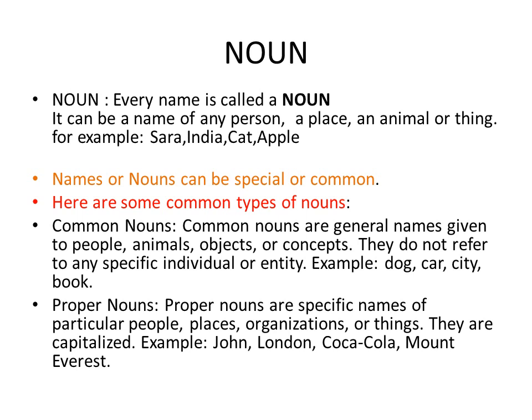The second one is proper noun. Proper nouns are specific names of particular people, places, organizations, or things. They are capitalized. Example: John, London, Coca-Cola, Mount Everest. The one thing special in proper nouns is that those names are capitalized. You can notice in the given examples John, London, Coca-Cola, Mount Everest, the first letter is capitalized.